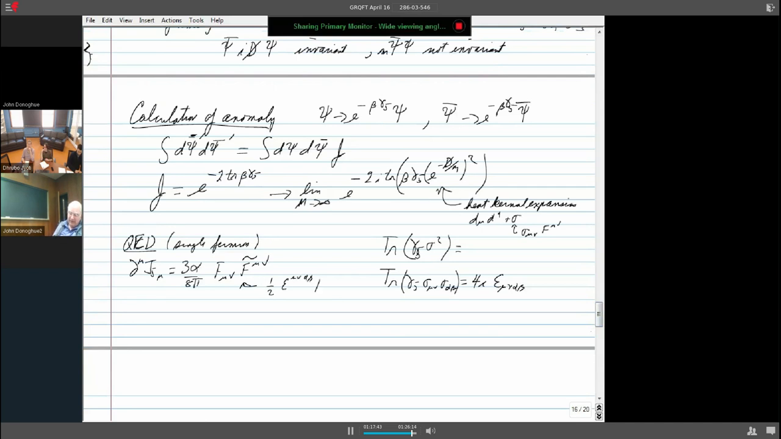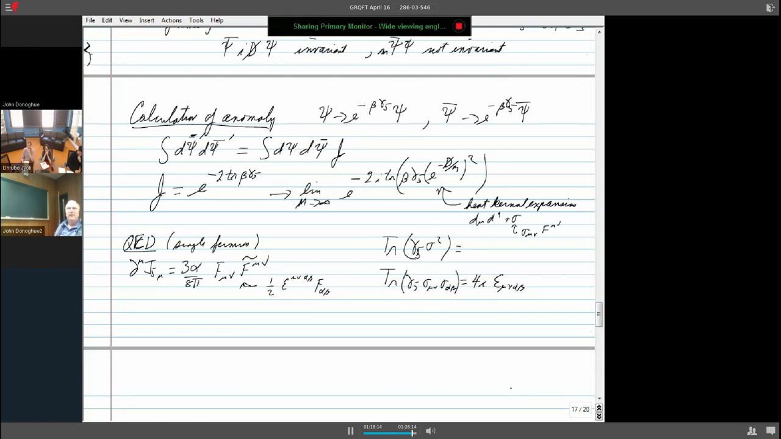Remember we had D_mu plus sigma, and sigma had a sigma^{mu nu} F_{mu nu} in it. When we expand out, trace gamma 5 sigma squared is where the action comes from. I get a term that's non-zero. You can sort of see it.